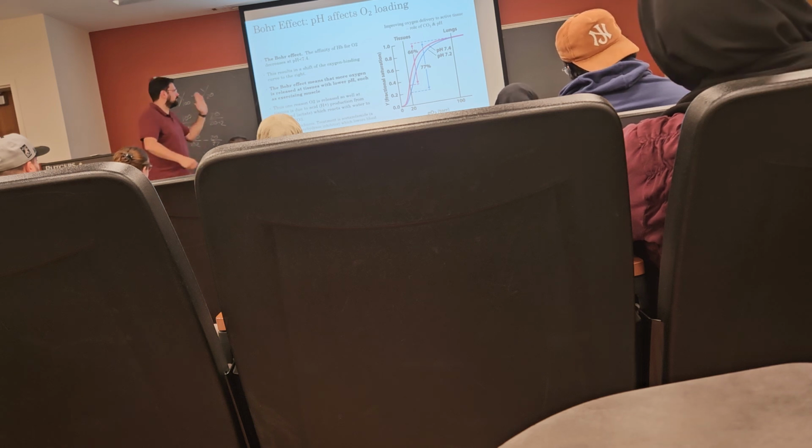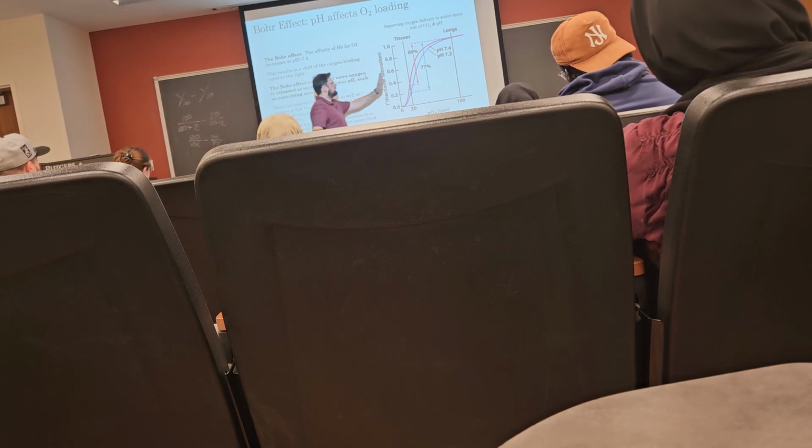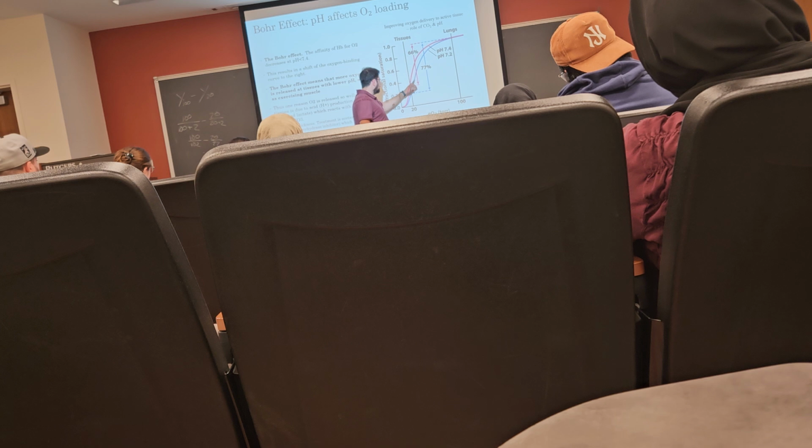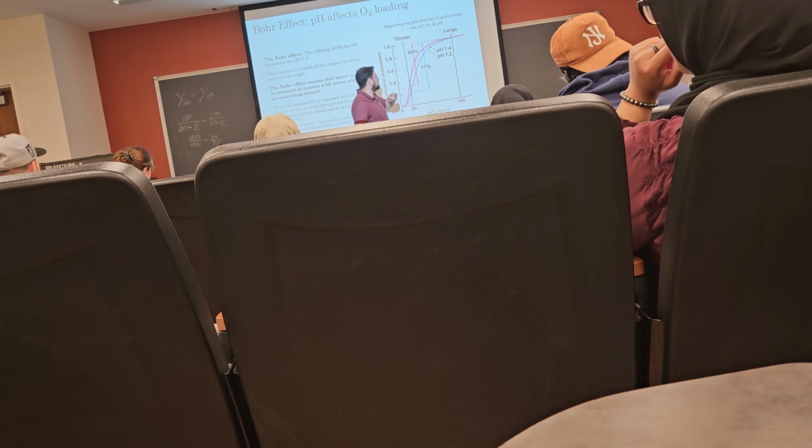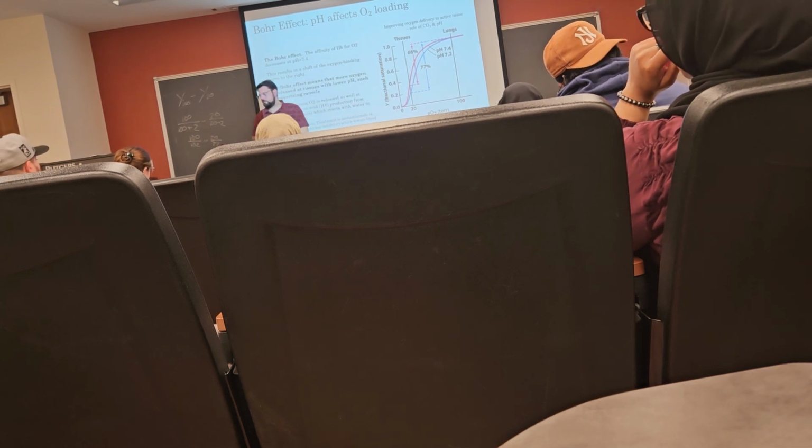Exactly. So we're shifting to the right, so its affinity is decreasing, meaning that it wants to get rid of it so it can deliver more. And we can see that mathematically. You can plug this in, say 66% versus 77% at pH 7.2, right?